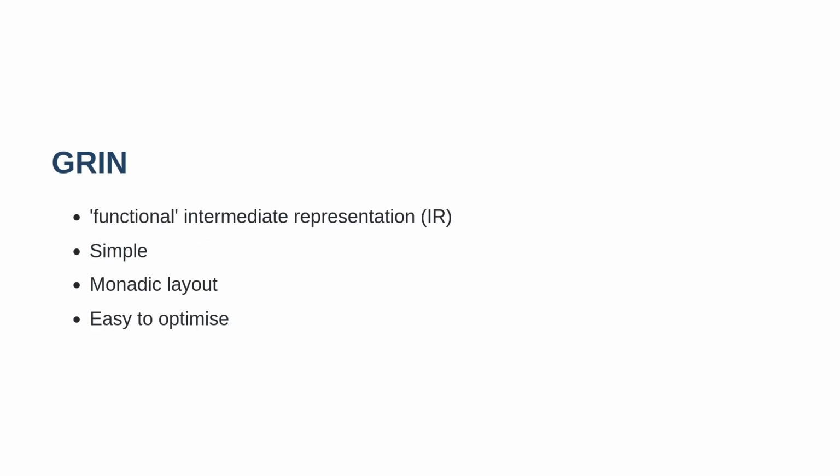GRIN is an intermediate representation. That means in a compiler you've got multiple stages or intermediate representations. They're just different ways of representing the code, and they get more low level as you go along. GRIN is a very simple IR, and as it says, it's got a monadic sort of structure to it, and that makes it easy to optimize.